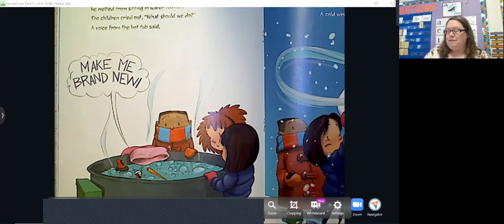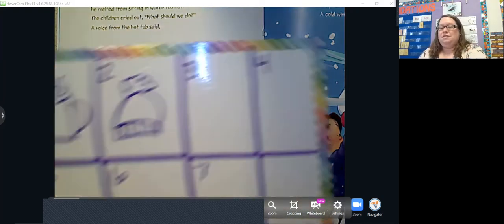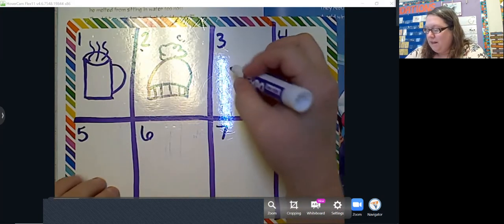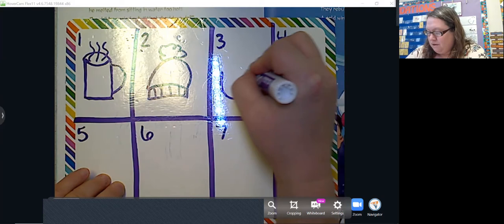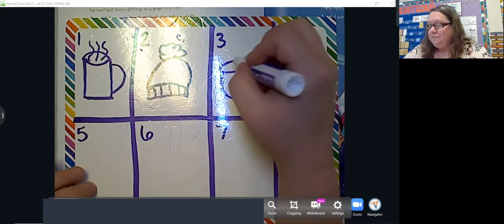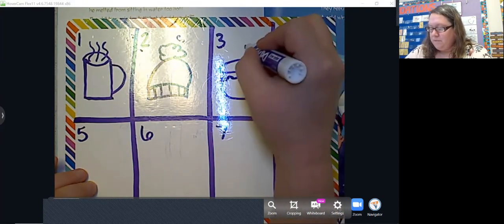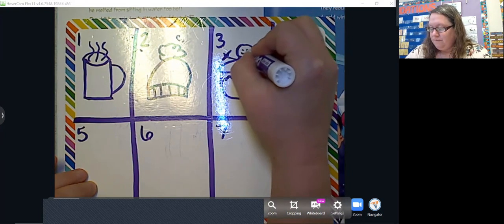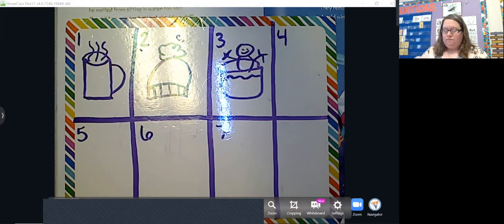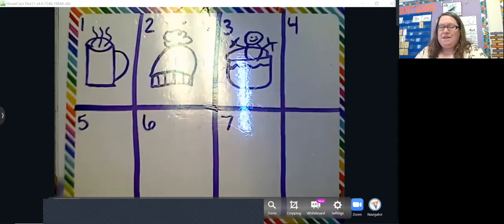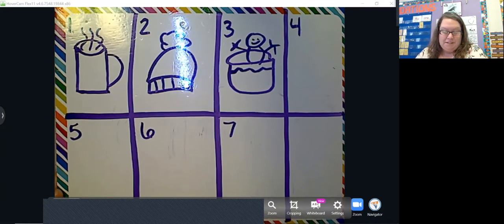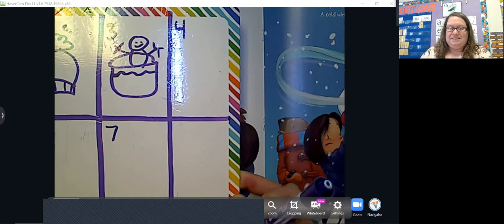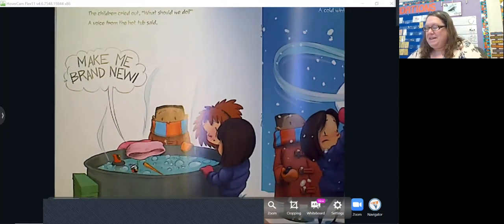All right, so what happened this time to make him melt? That's right, he got in a hot tub. So on number 3, we're going to draw a hot tub. So there I have some water. I'm going to put Sneezy in there. Okay, so there is Sneezy the snowman in his hot tub. He's so silly. You can go ahead and take a minute to draw that while I'm reading.